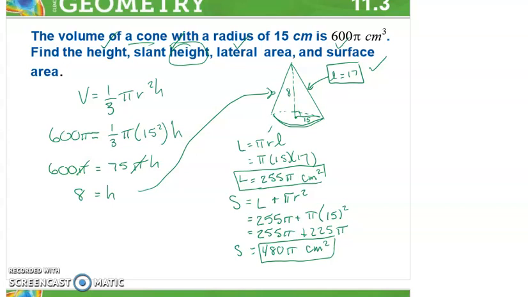So we're back to the squares again. And then S equals 480 pi centimeters squared. That is the total surface area because you're taking the lateral surface area and adding to that pi r squared, which is the area of the base. And you end up with 480 pi centimeters.